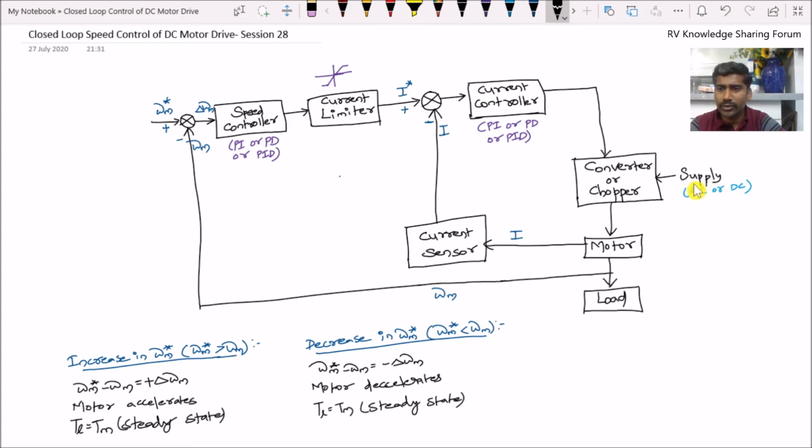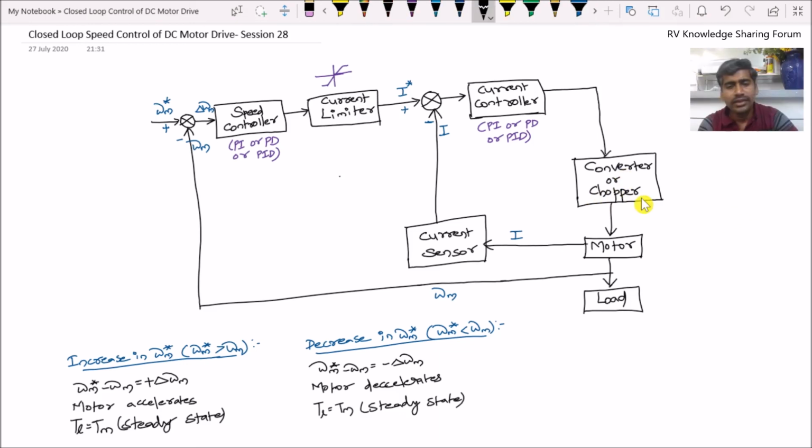Coming to the supply point of view, if the converter used is a single phase or three phase controlled rectifier, then the supply will be a single phase or three phase AC supply. If the converter used is a chopper, then the supply will be a fixed DC input voltage. So this is how we can control the speed by means of this closed loop speed control.